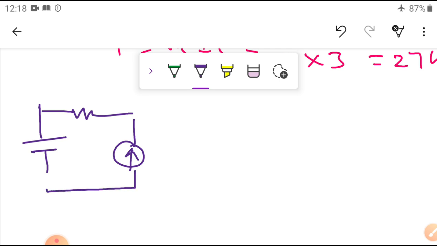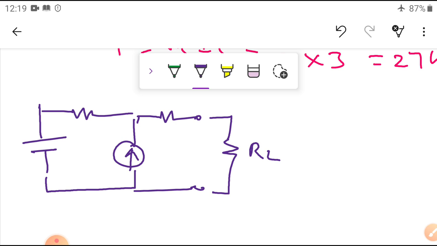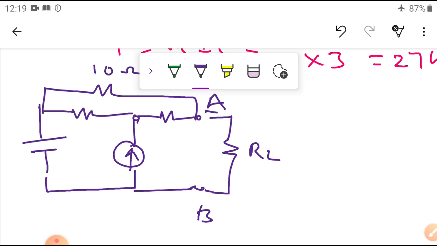Okay, now it is connected to this one. Now another resistance is connected here, and another resistance is connected here. That is equal to RL. Now we take the A, and B is connected here. In this case, another resistance is connected in parallel to the D here. This is 10 ohms, this is 12 ohms, this is 2 ohms, this is a 3 ampere current source, this is a 50 volt source.